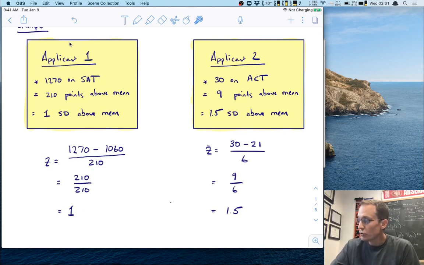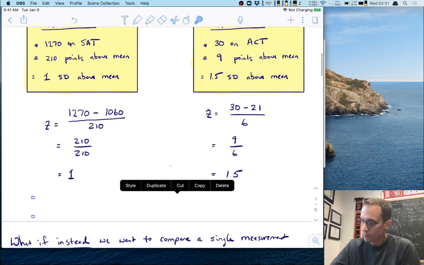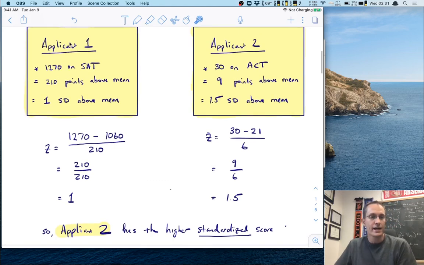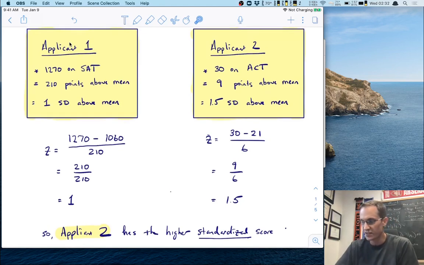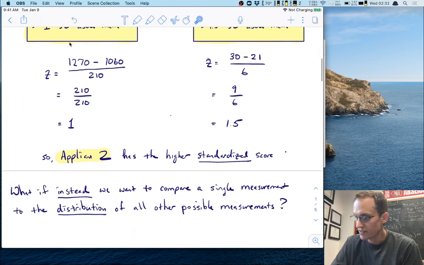On the other hand, look at applicant 2. They scored a raw score of 30. So 30 minus 21, which is the mean for the ACT, divided by the standard deviation of 6, that gives us a difference of 9 divided by 6. 9 divided by 6 is 1.5. So applicant 2 scored 1.5 standard deviations above the mean. And so we reasoned again last time that applicant 2 must have the higher standardized score. This is not possible unless we were to compute Z-scores, to standardize these two different scales to be comparable on the same scale. So that established the importance of Z-scores.